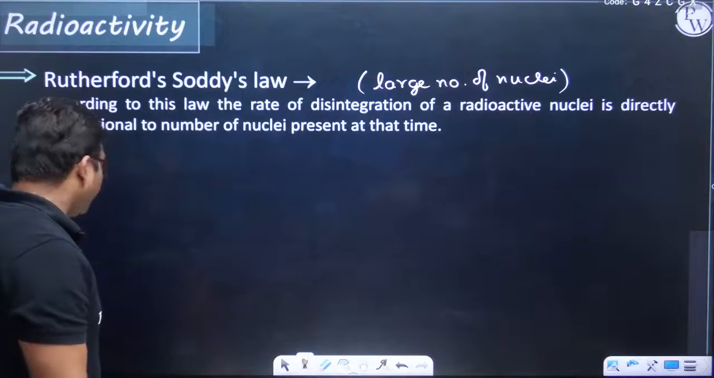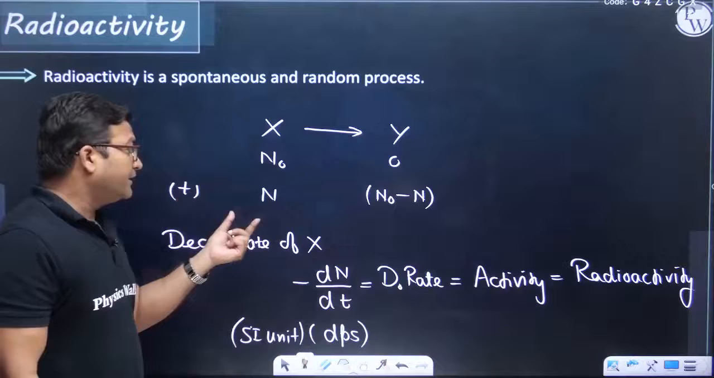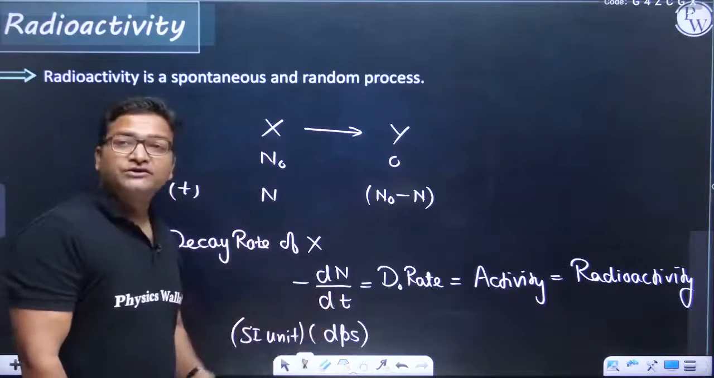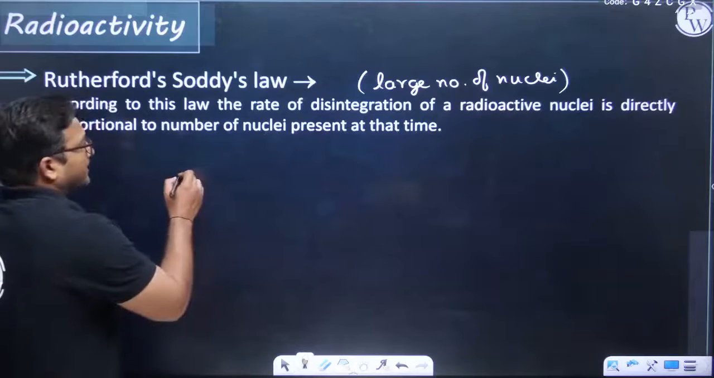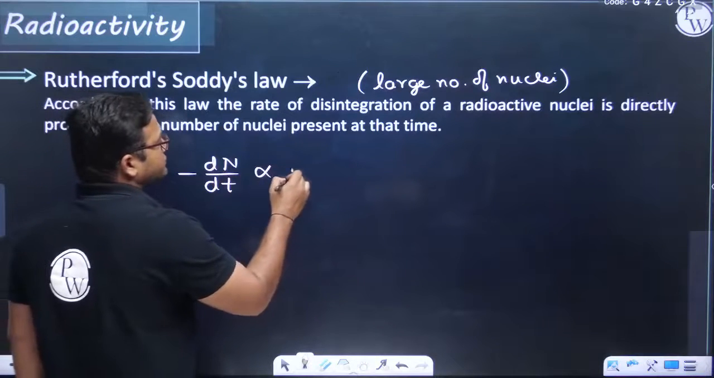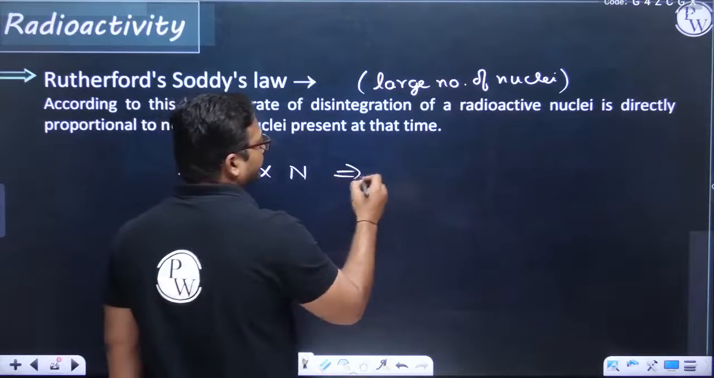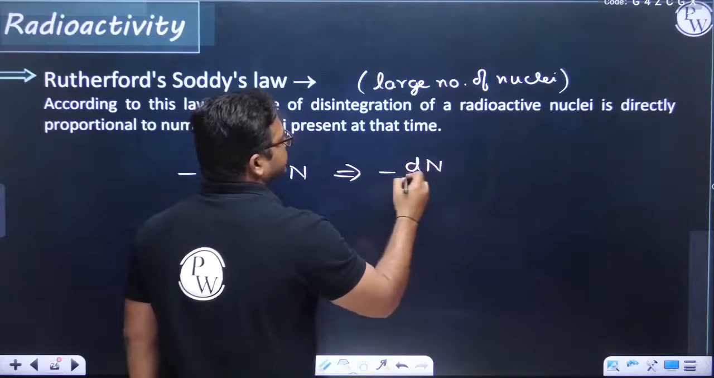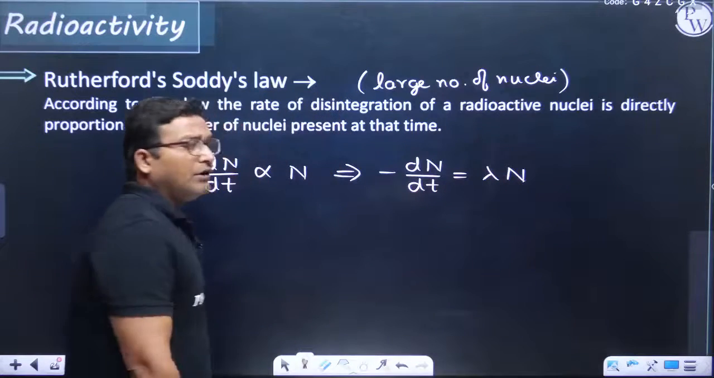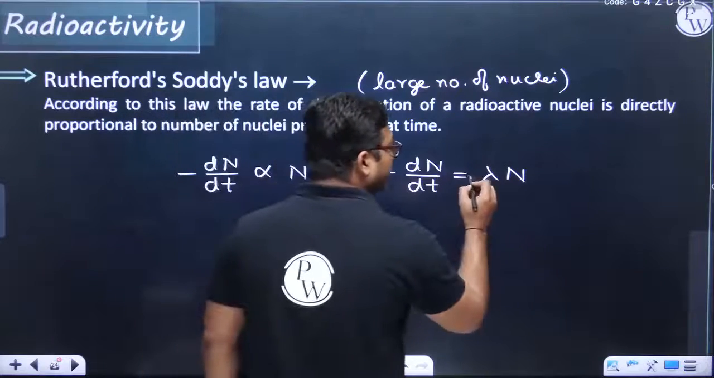So as you can see, at time t, the decay rate is minus dN by dt, and at time t, the number of nuclei present of x are N. So this is directly proportional to N. So the law says minus dN by dt is proportional to N. If I use a proportionality constant, this becomes minus dN by dt equals lambda N, where lambda is called decay constant. Remember, lambda is called decay constant.